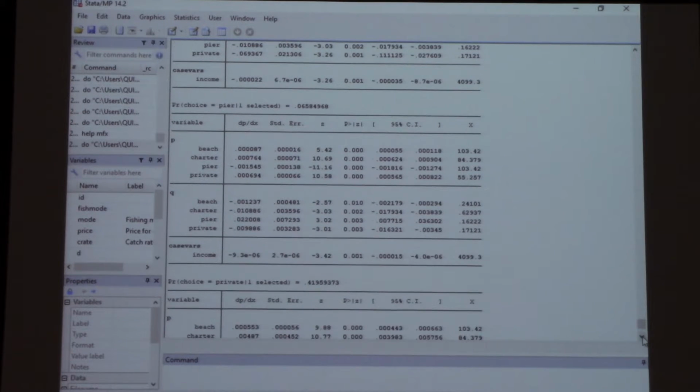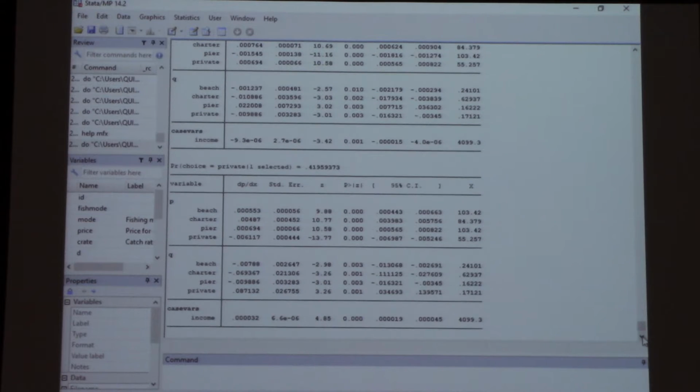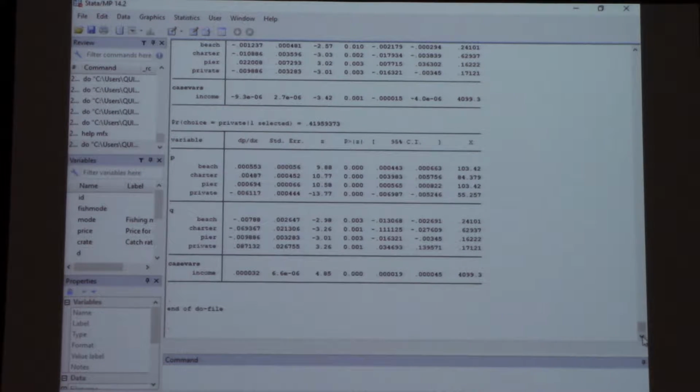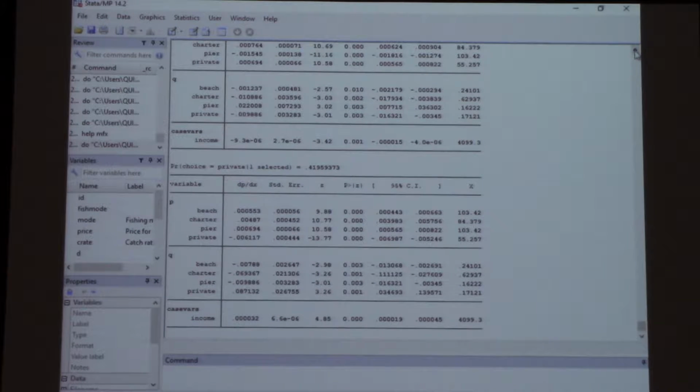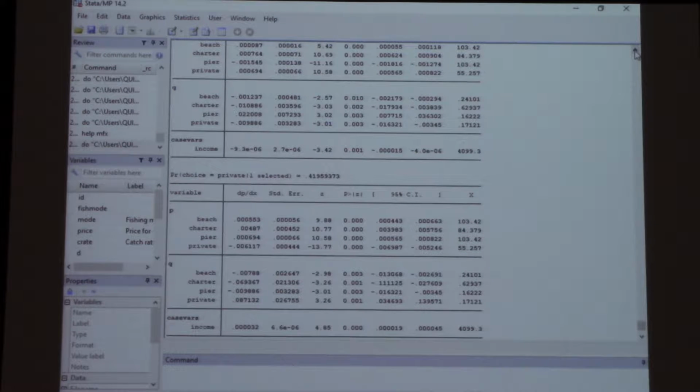And yeah, same thing with pier. Everything's the right sign, everything's significant. And then finally with private, everything is the right sign and everything's significant. So this is the right model. These are pretty solid results. We're pretty confident in these. Our problem is we were just using the wrong methodology.